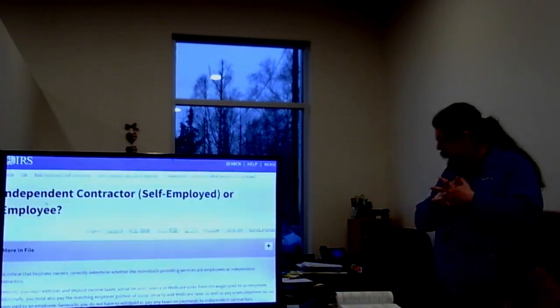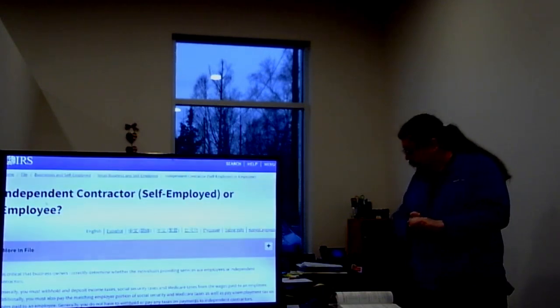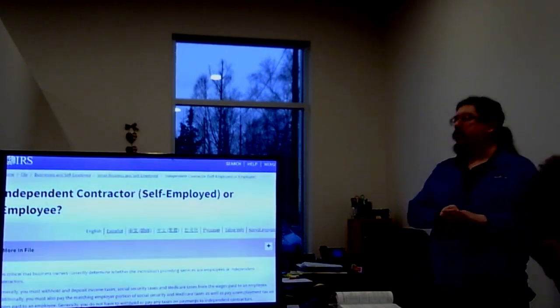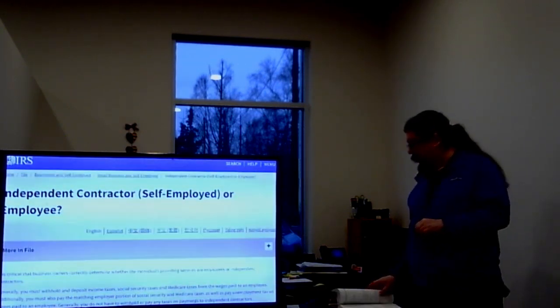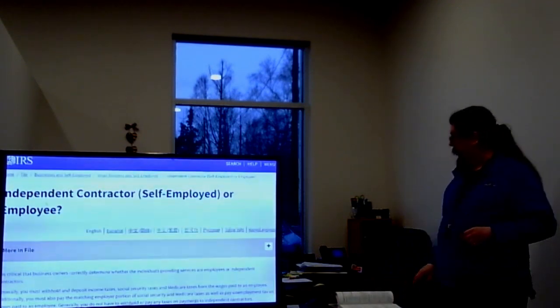Let's move on to chapter 12. This is profit or loss from business. This is specifically about Schedule C, sole proprietor businesses. We won't be covering partnerships or corporations in this part of the class.